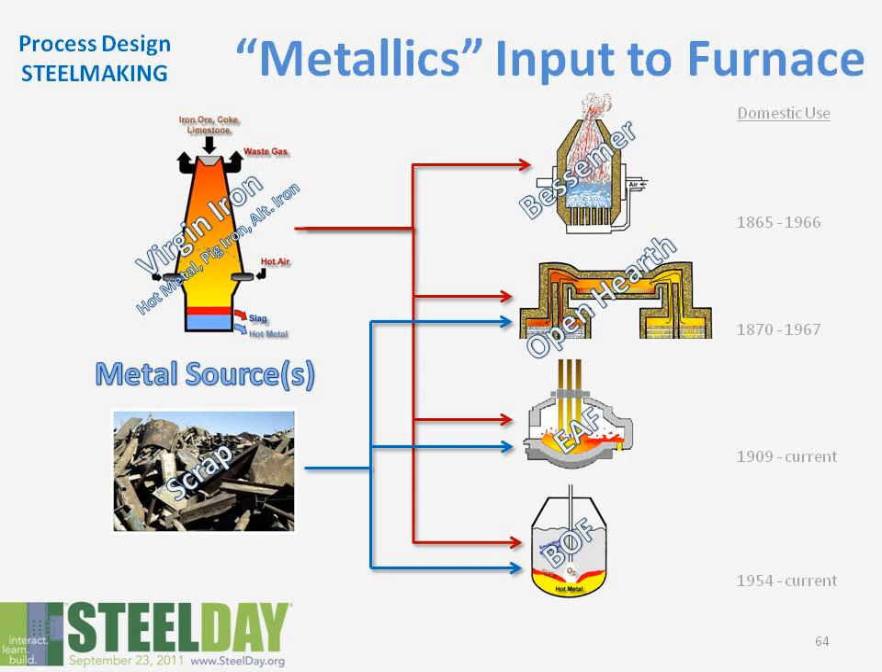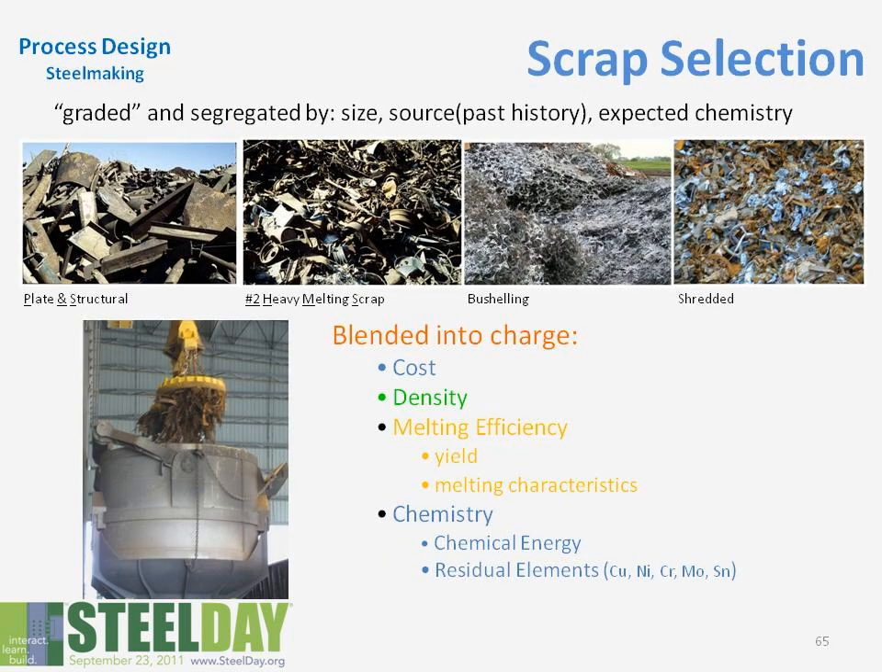So overall, looking at the metallics input to steel making, we see that other than Bessemer, which has been obsolete for most of our lives, all other steel making does use scrap as the metal source. So the question is, how do we control chemistry? Usually it is centered around scrap.